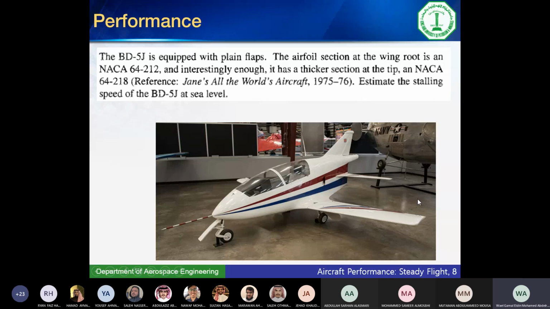The BD-5J aircraft equipped with plain flaps. Now, you have read that name of an aircraft in several problems in chapter 5, the performance chapter. It would be nice to have a look at the aircraft so that you have appreciation of the numbers you are using. And later on, when we start doing design, the shape will give us some suggestion on some assumptions of values that are not there. So this aircraft, the BD, has plain flaps. We are given this problem.